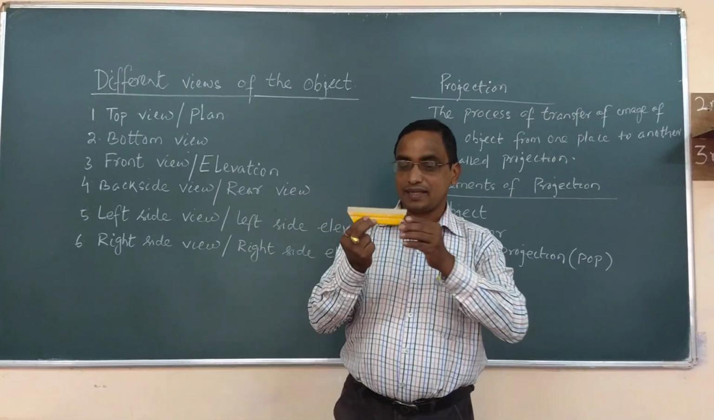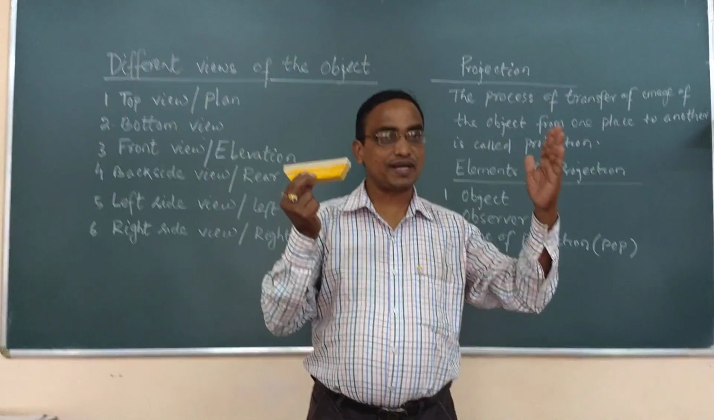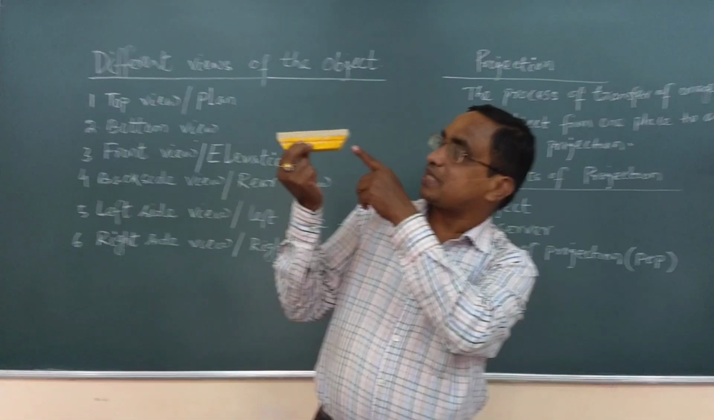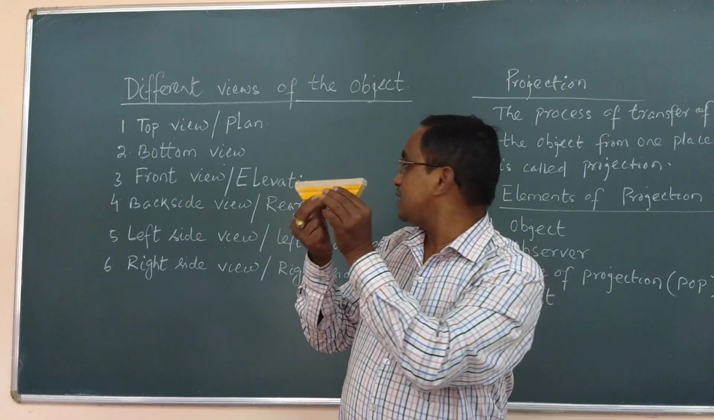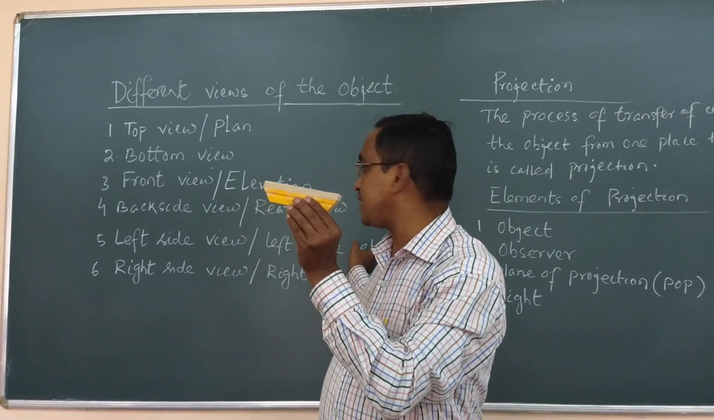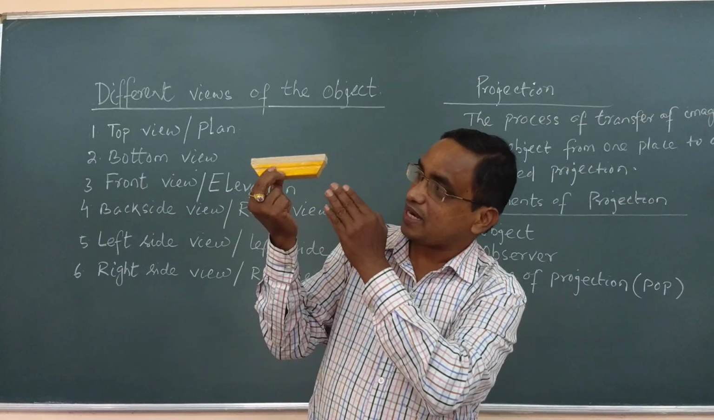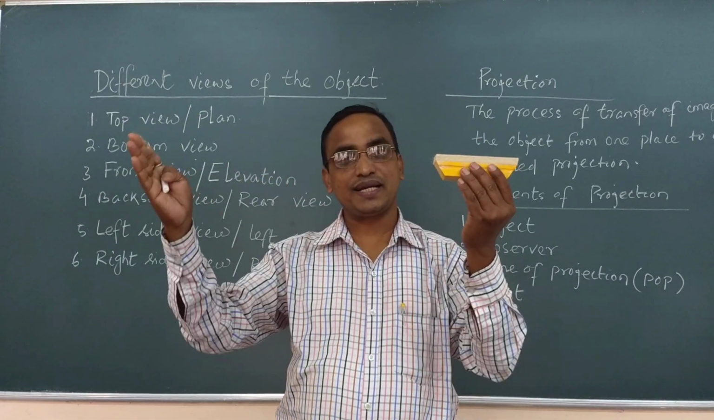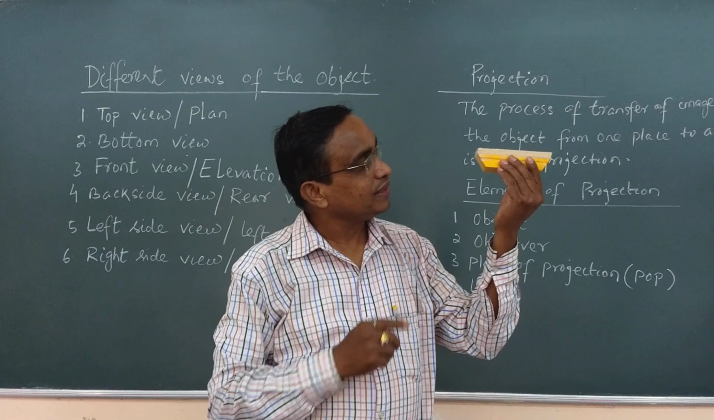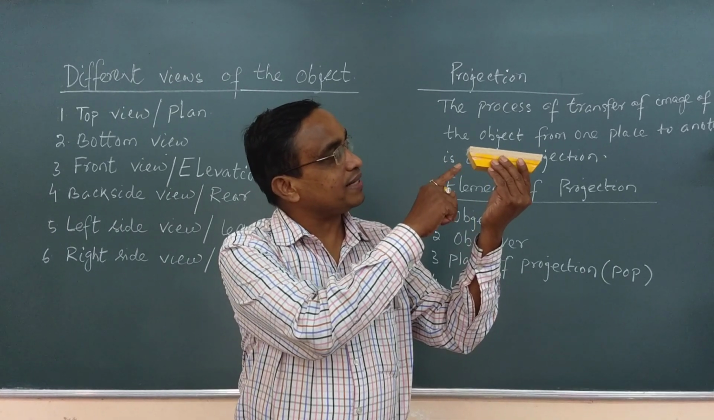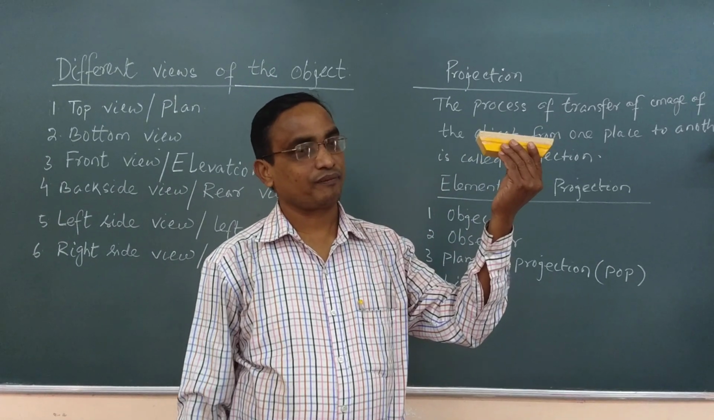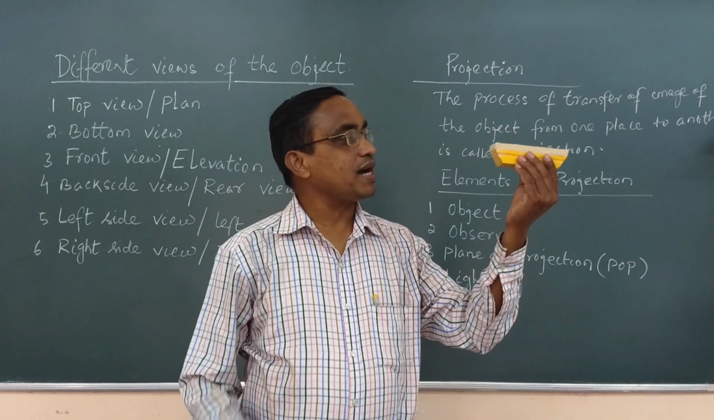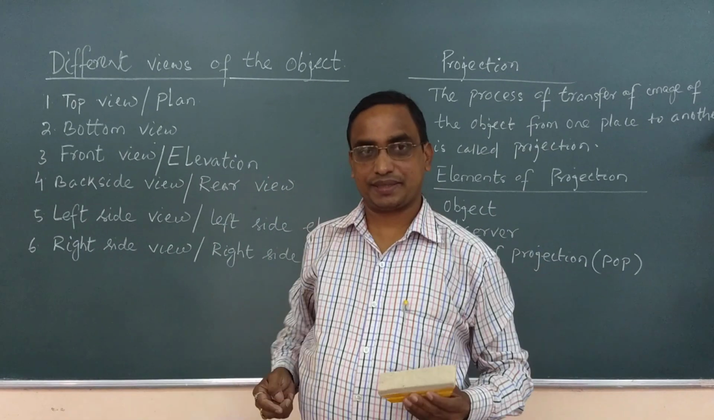Next, I am the observer, this is my left hand side. Left side of the object I mark, so it is known as left side view or left side elevation. Similarly, this is my right hand side, I mark right side view or right side elevation. So, these are the different views of the object.